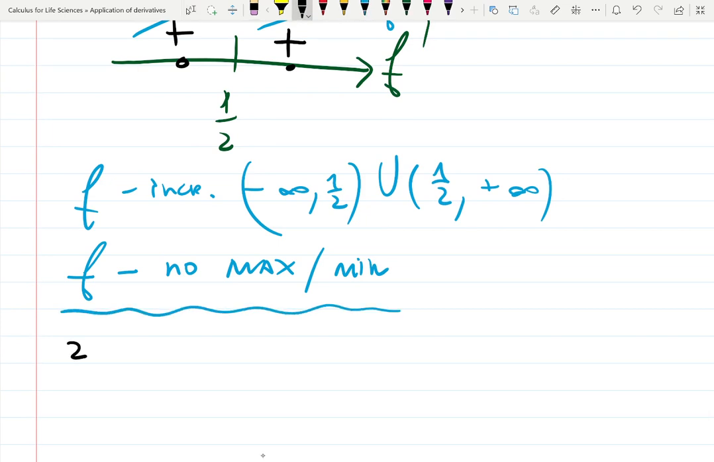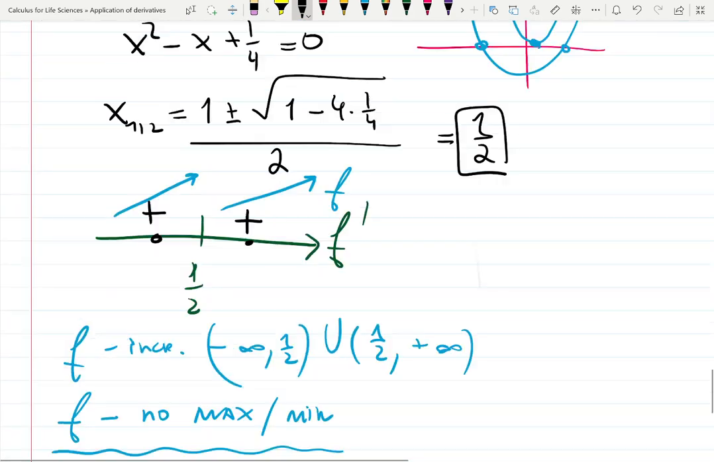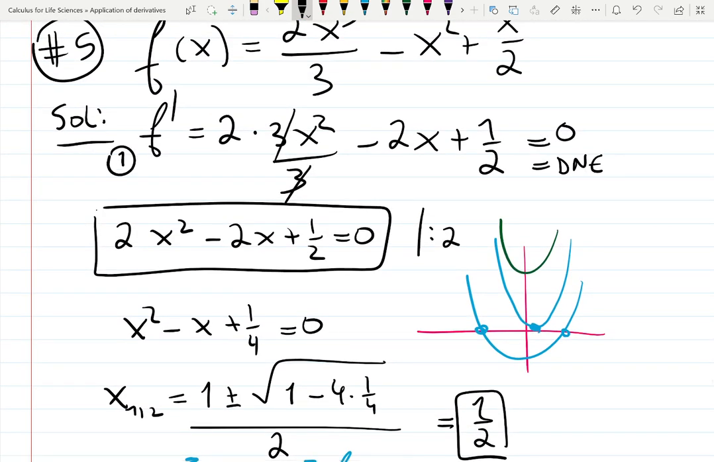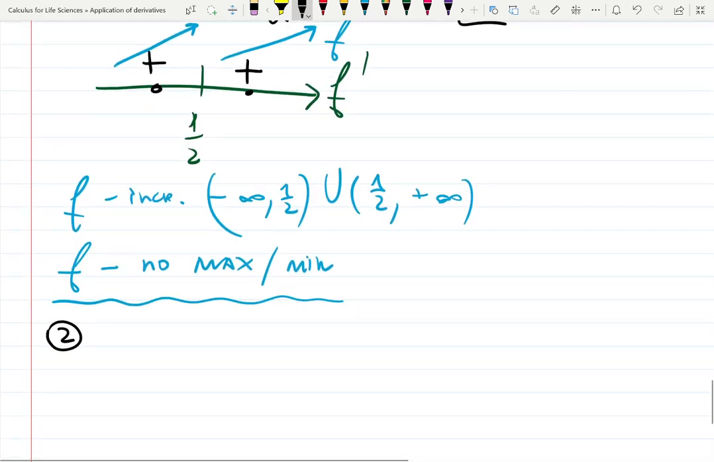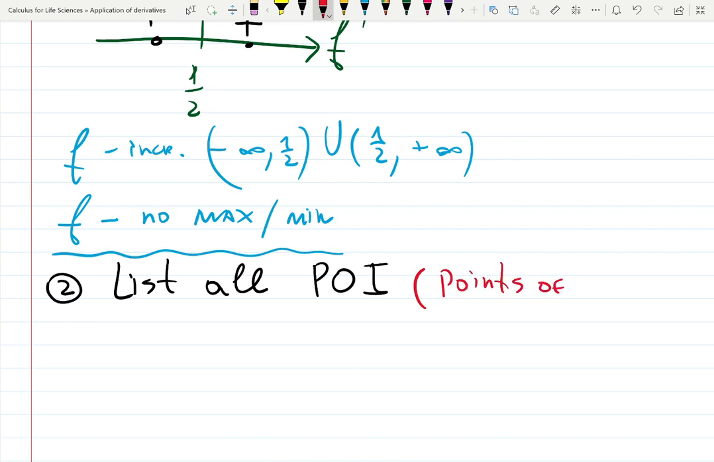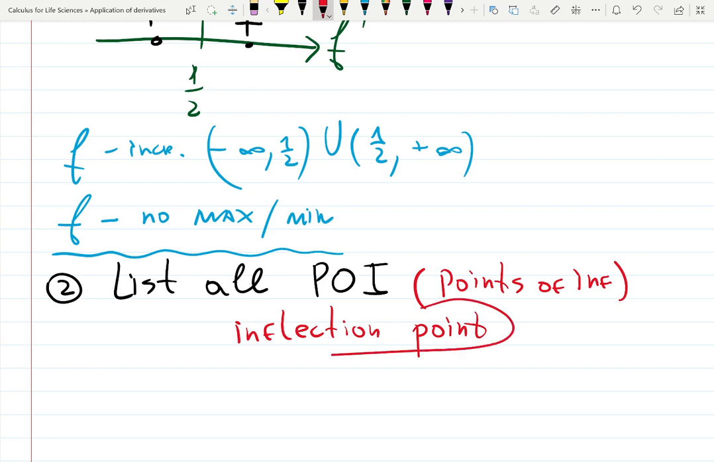And then question number 2, there were 2 questions. Question number 1 was to find local extreme values. Question number 2 actually asks to list all the inflection points. List all POI. POI are points of inflection, or inflection points. And that is a great review right now.